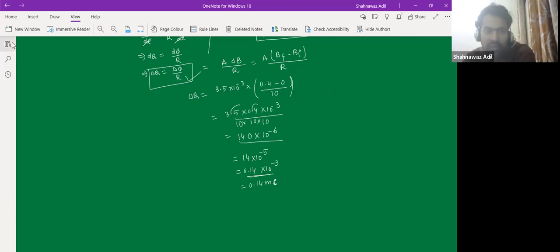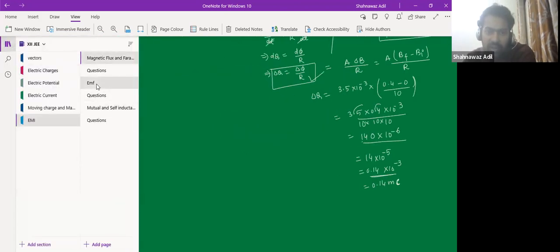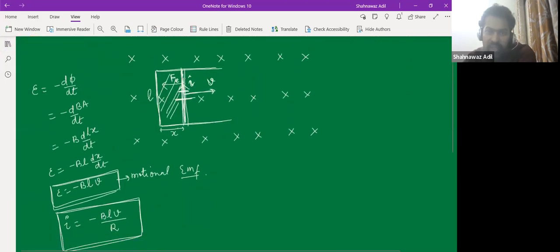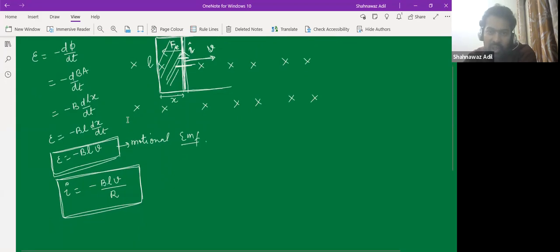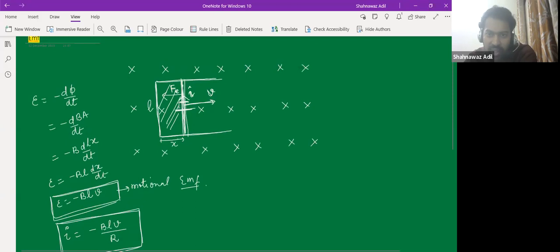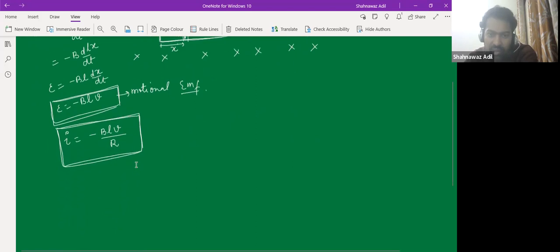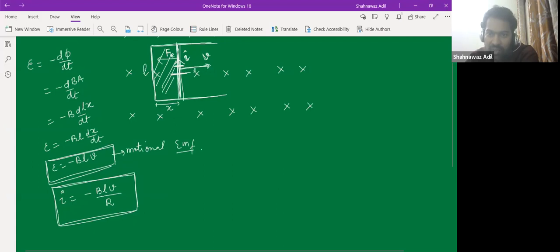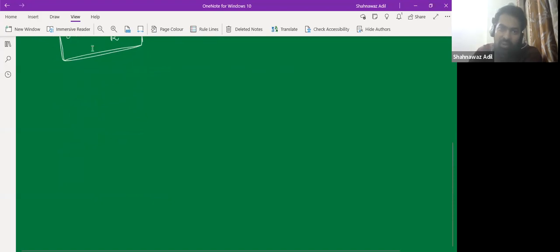So then we studied about this motional EMF in the last class, right? We saw that this would be the motional element, and we also calculated the direction of the EMF, right? So this was when we were moving this wire in this way, and we can also rotate this wire.